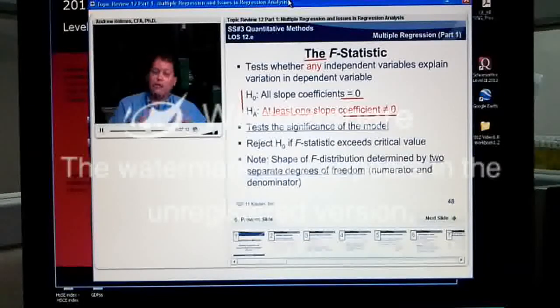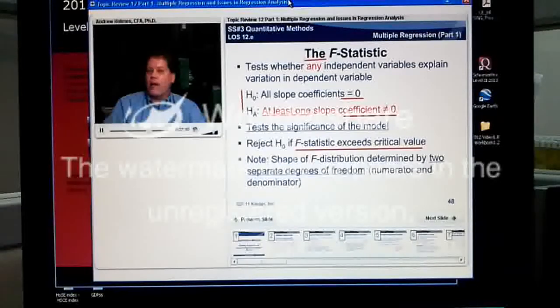Think about this. We talked about hypothesis tests for the individual coefficients, so we can test the individual coefficients one at a time. Now we can test all the coefficients together with the F test. In the null hypothesis, all the slope coefficients are simultaneously equal to 0. If we reject that and accept the alternative, then what we would say is that it appears that the model is significant. So if we reject H0, the F statistic exceeds the critical value.